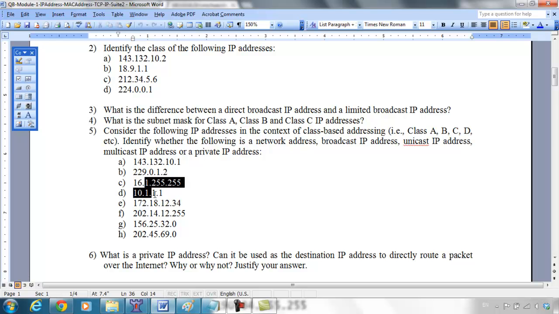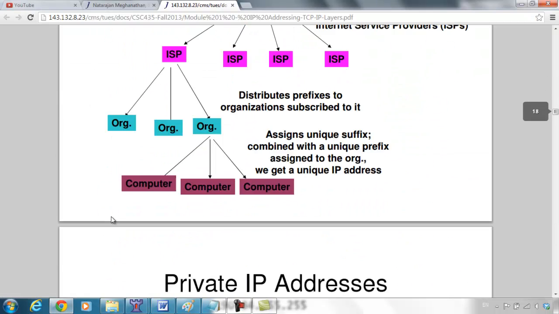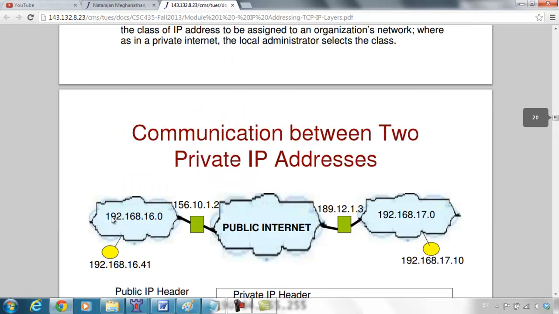And 10, you should know the range for private IP addresses. These are the ranges for private IP addresses: 10.0.0.0 to 10.255.255.255, the whole range, then 172.16 to 172.31.255.255, and then 192.168.0.0 to 192.168.255.255. So let's continue here itself.